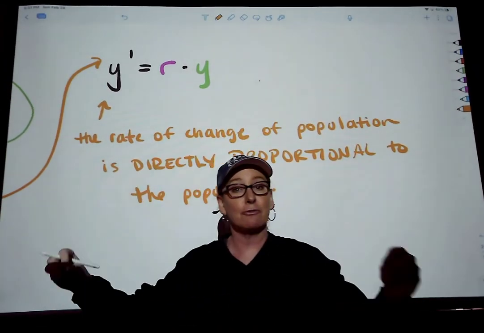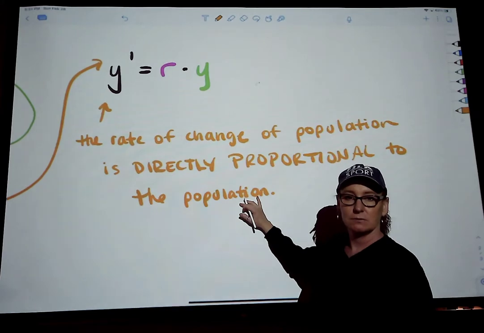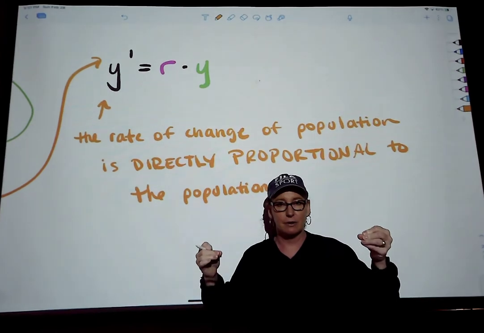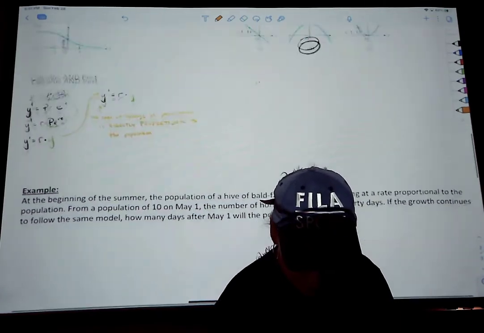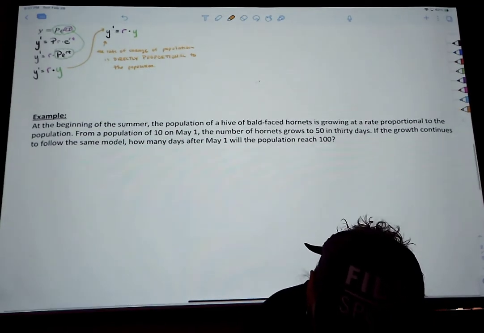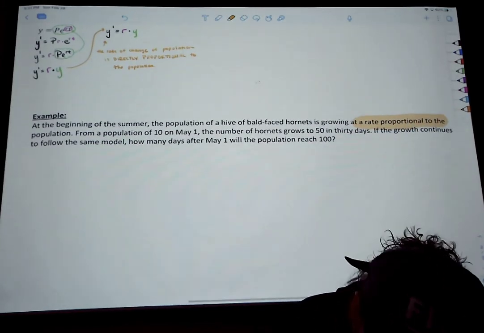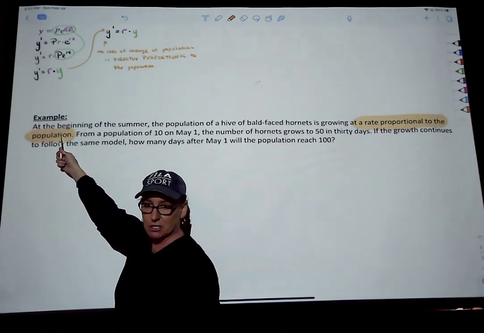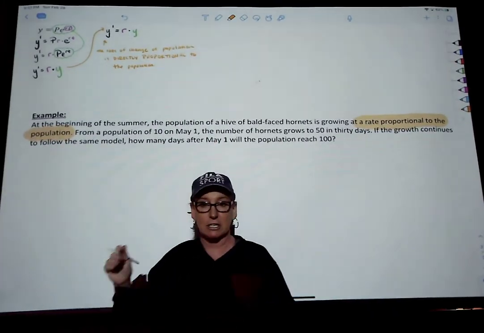So when you see that phrase, the rate of change is proportional to the original, you need to think, oh, that's calculus and that's Pert. Lock that in your brain. It's calculus. It's Pert. So let's do one real quick. Blah, blah, blah. The population is growing at a rate proportional to the population. The rate is proportional to the function. The derivative is proportional to a function. That's Pert.